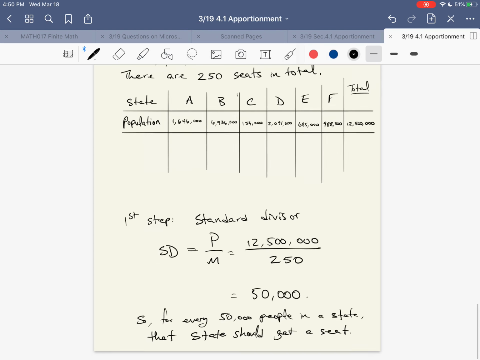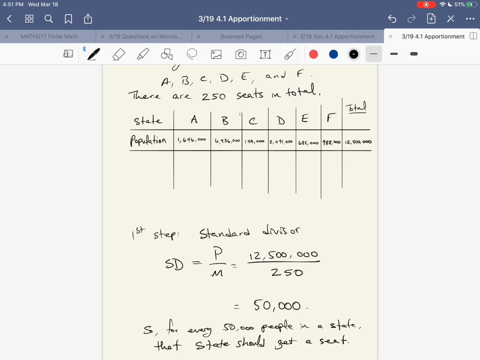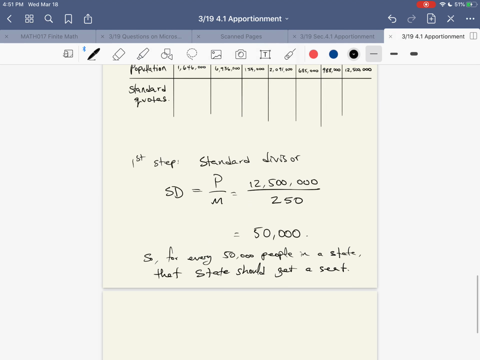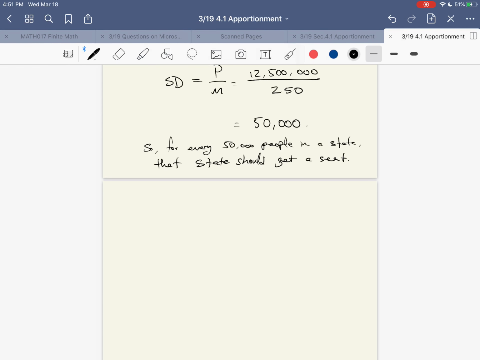Okay. So, what does that mean? Well, let's find out their standard quotas. When we wanted to find the standard quota, I said that the standard quota Q sub I is equal to the population of that state divided by the standard divisor.